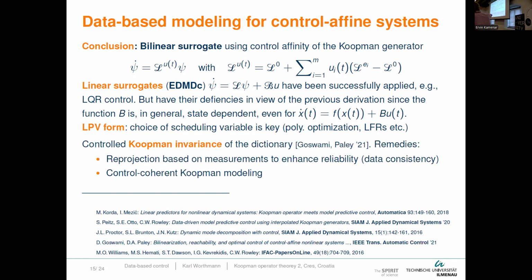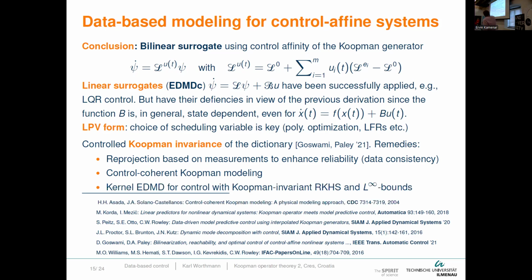So I would like to emphasize this control coherent modeling framework, which we have in our workshop as well. So that's nice. I would emphasize these reprojections. You don't want to include them in every step, but maybe every 20, 50 steps in order to ensure consistency between your data and your current predicted state.